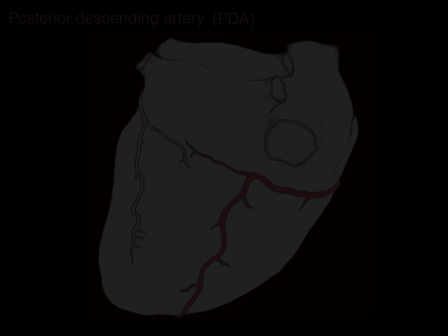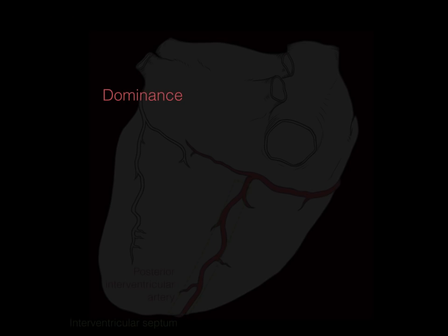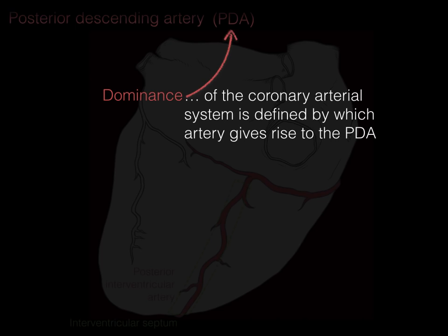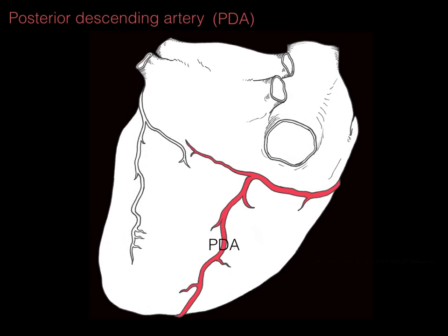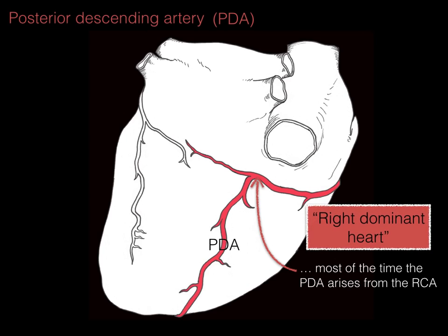You know what time it is? Time for a wee bit of a tangent. There is something called coronary dominance. Dominance of the coronary arterial system is defined by which artery gives rise to the posterior descending artery, or PDA. So let's do this one more time. Most of the time, the posterior descending artery arises from the right coronary artery, as this illustration shows, and as a result, we say this is a right dominant heart.